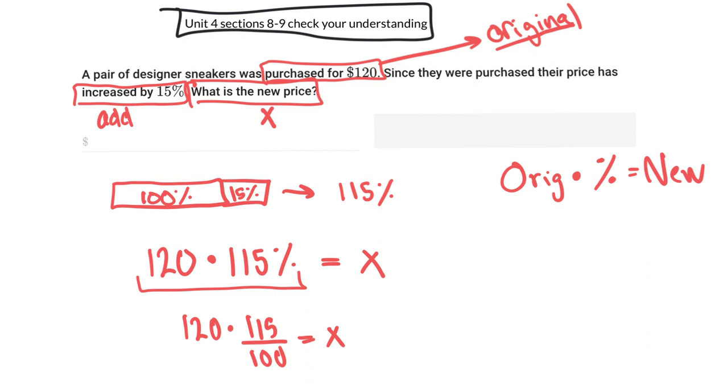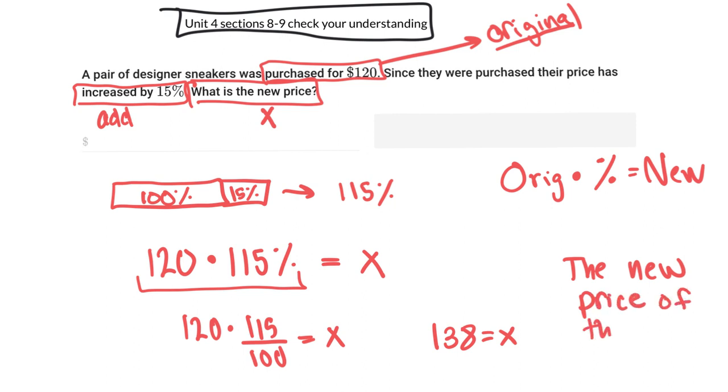So if we calculate that out, 138 equals X. So if we answer the problem, the new price of the sneaker is $138.